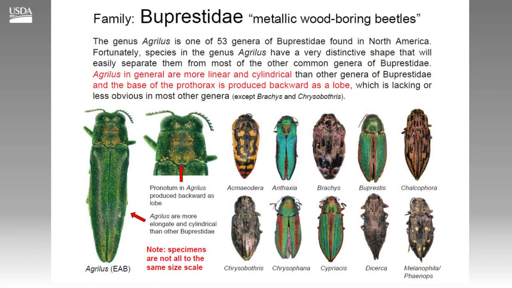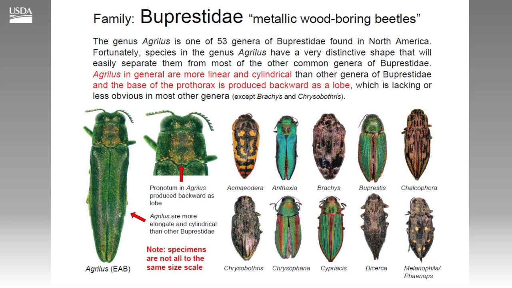So EAB is an Agrilus species, which is part of the buprestid family. Common names for this family include the jewel beetles, the metallic wood-boring beetles, or flathead borers. Many of these kinds of beetles are rounder in overall appearance than EAB. As you can see, EAB is kind of slender. A lot of them are showy or even much more brightly colored and metallic in appearance than EAB. But we have some really beautiful ones that are often reported.